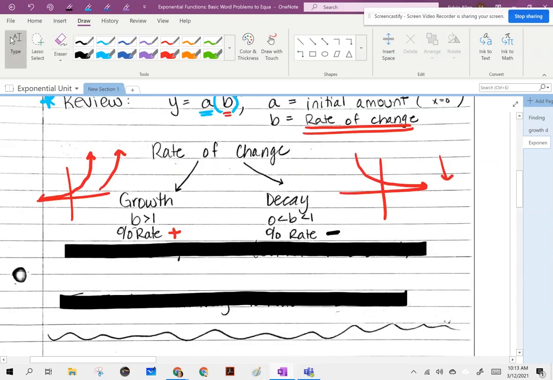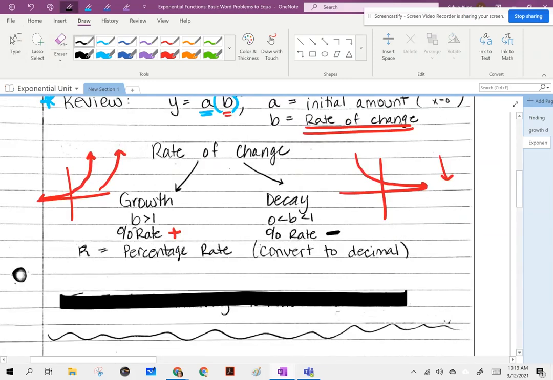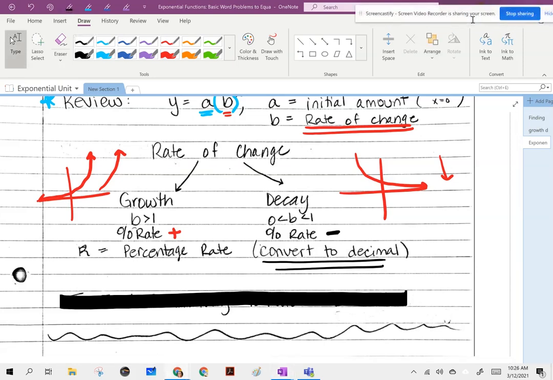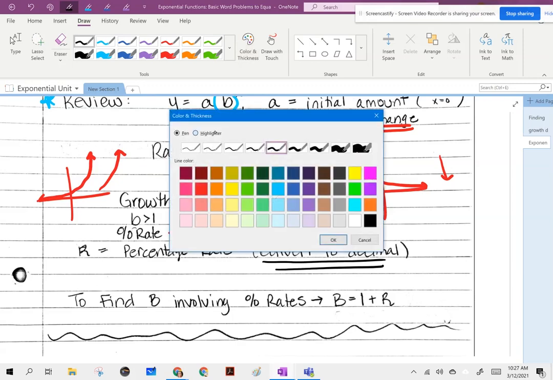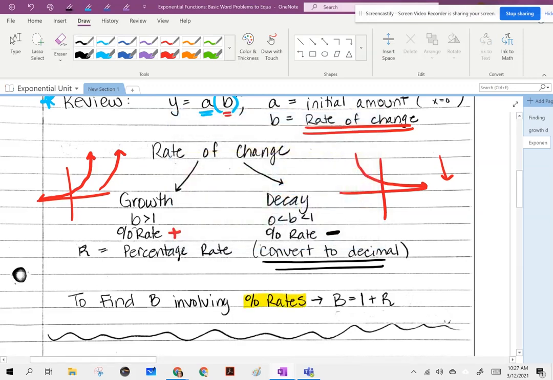Okay, so let's take a look at some things regarding percentage rate. It's going to be a percentage, which means you must convert that to decimal form. So the other thing we need to consider is finding the b value, because sometimes the b value, especially in a word problem, is not always so easily identifiable. A lot of times, especially in percent word problems, they give you the percent rate, and what you have to do is take that percent rate and find the b value.